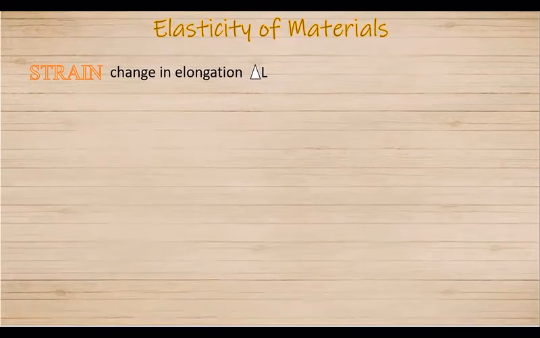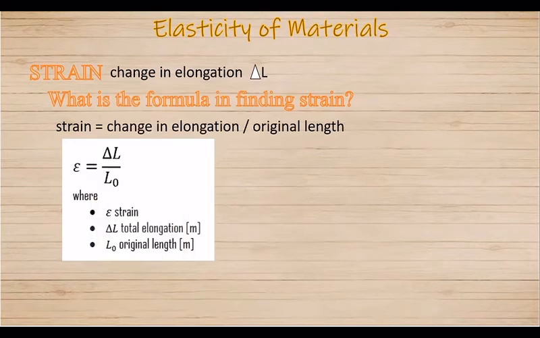So the mathematical expression of strain is equal to change in elongation divided by original length. Remember, both change in elongation and original length are expressed in meters, while the strain is in epsilon symbol.